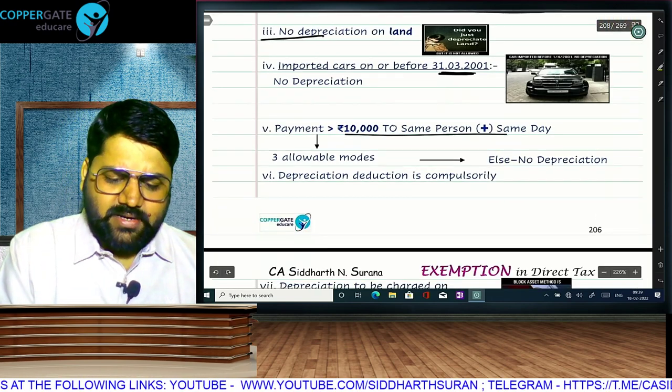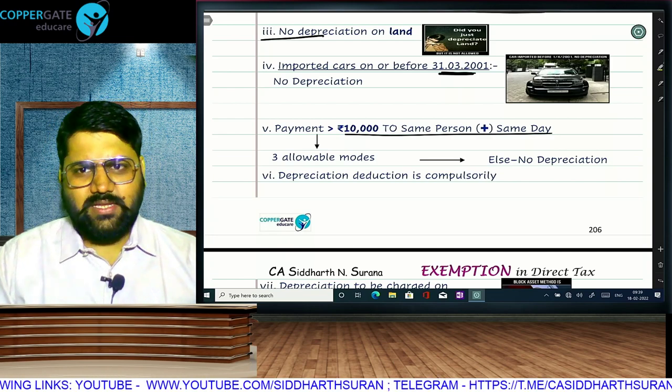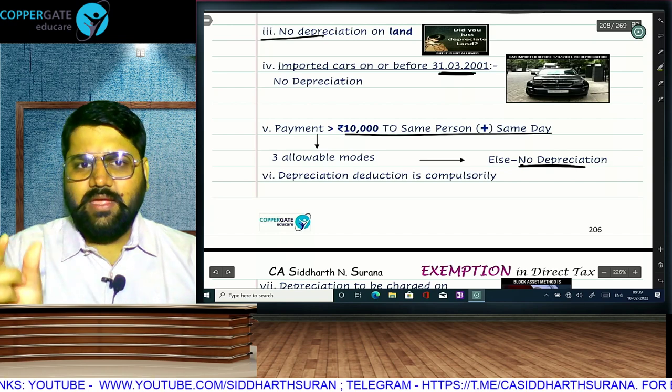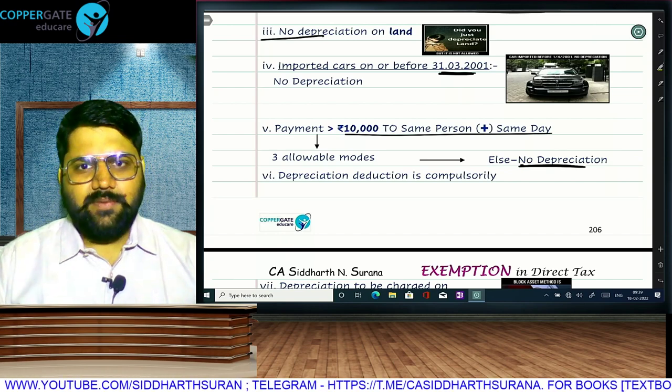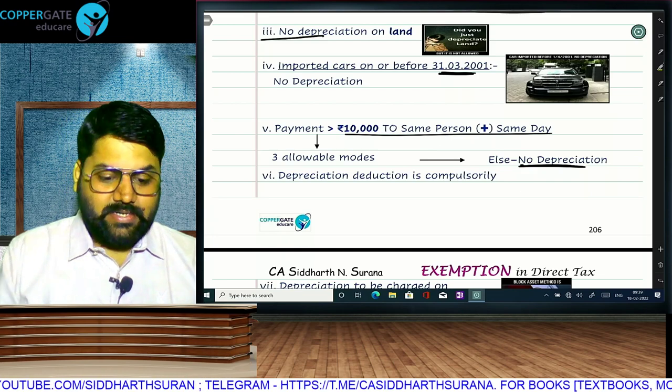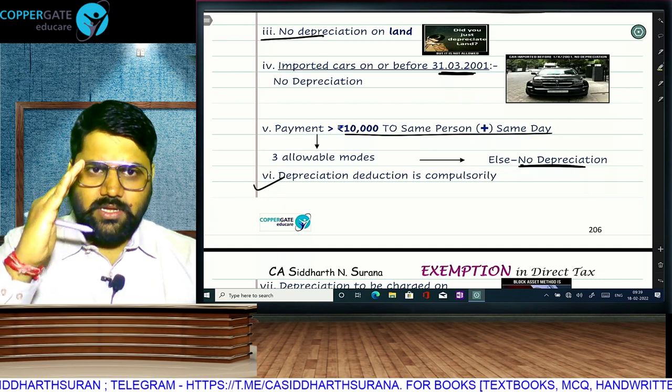If you make payment greater than 10,000 to the same person on the same day, same as 40A(3), you have to make it through the allowable modes, otherwise that amount will be ineligible. So, that much amount will never get added in your block, and thus there will be no depreciation on that particular asset. Depreciation deduction is compulsory. You cannot delay or postpone. If you are eligible, you have to take it.